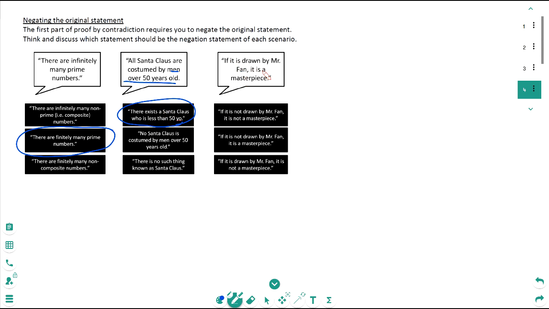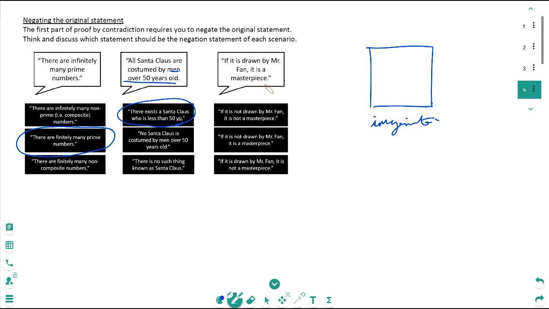If it's drawn by Mr. Fan, it is a masterpiece. Well, simple. Trust me, this drawing, I'm going to name it Imagination. Let me write Imagination. You can't even write what it says. Imagination. Trust me, this will sell for millions when I die.